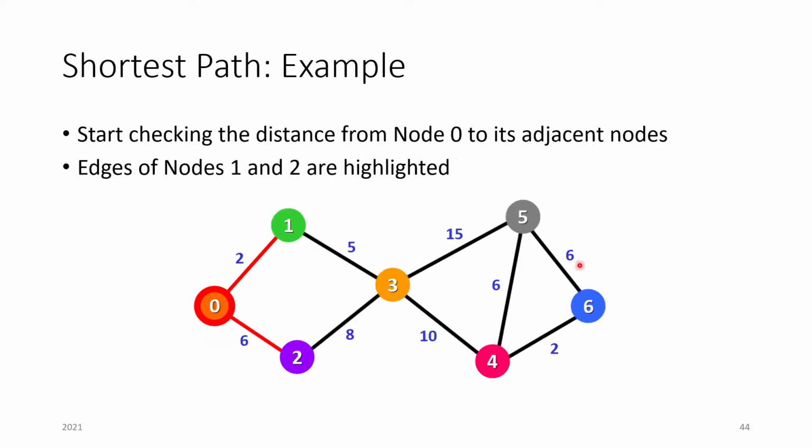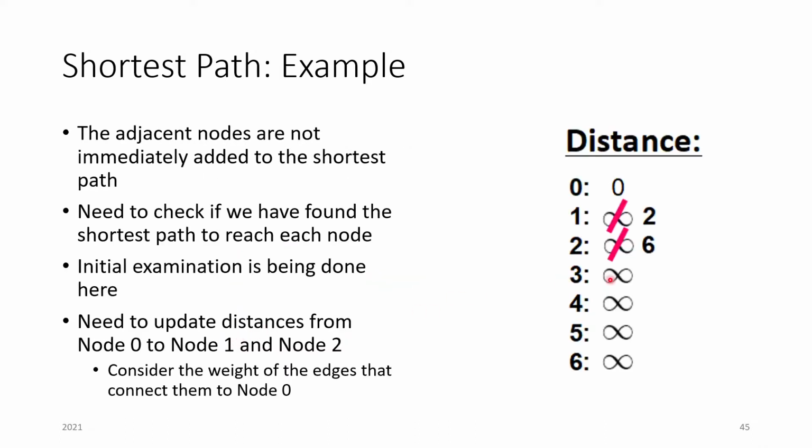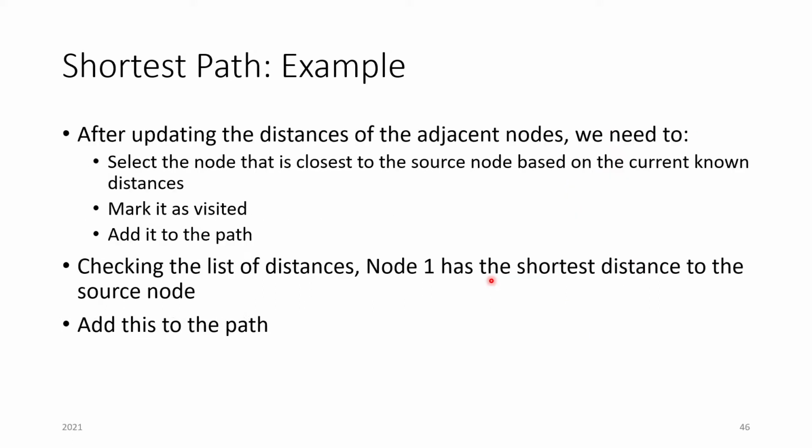So if we backtrack a little bit, from 0 to 1, the edge weight was 2. And from 0 to 2, our edge weight was 6. So we can update this in our distance list. Once we update the distances of the adjacent nodes, we then follow these 3 steps, to make sure that we cover our algorithm steps and that we don't do any revisits as required.